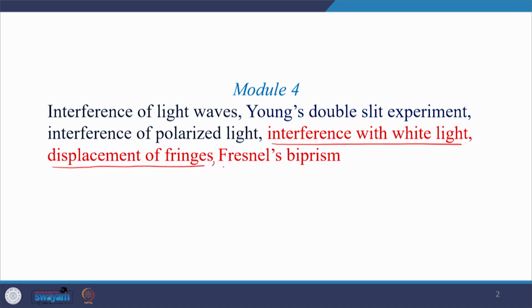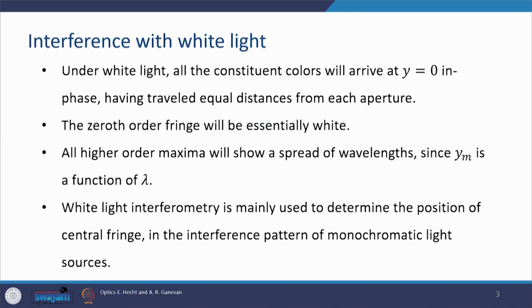Today we will talk about interference with white light, and then we will also talk about displacement of fringes, and in the last we will study Fresnel's Biprism. Till now we have dealt with interference experiments where we use a coherent light source. But what will happen if instead of coherent light sources we use a white light source? This we will discuss today.